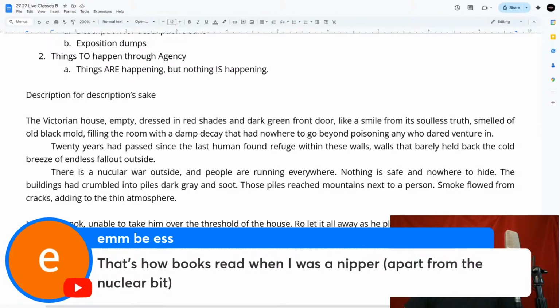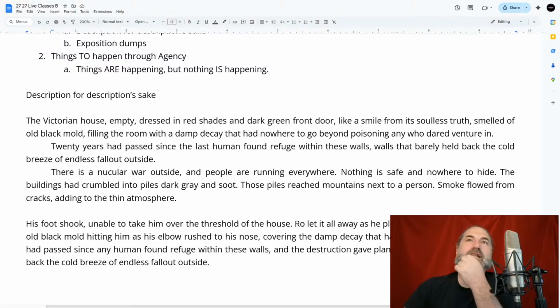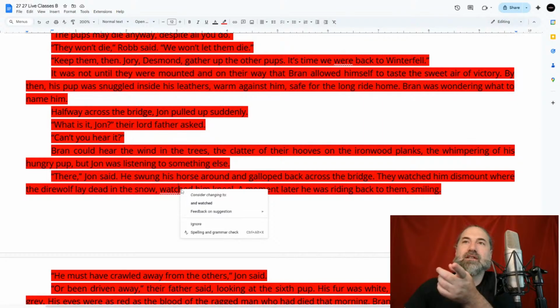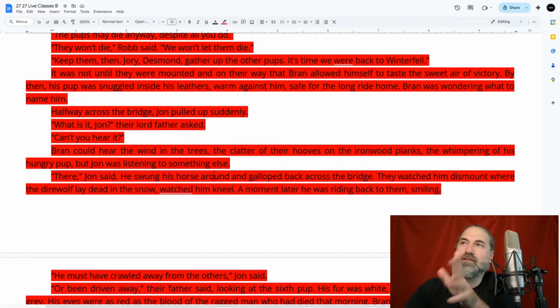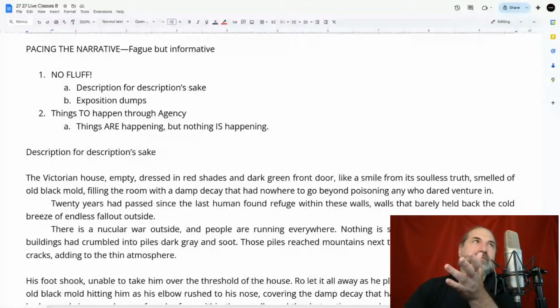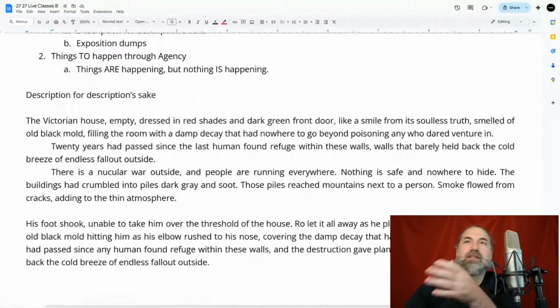That's how books read when I was a nipper, apart from the nuclear bit. Well, yeah, I mean, in 1991, books read like this. George R.R. Martin, even. No one's writing like Tolkien anymore. No one writes Shakespeare, et cetera, et cetera.